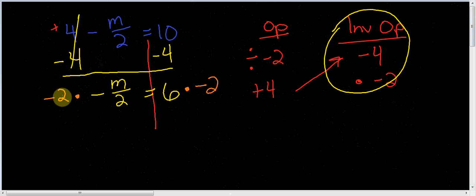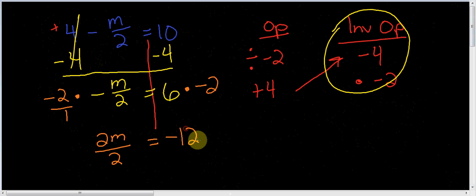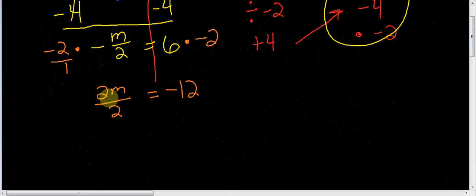Let's see here. If I want to make this a fraction over here, since I'm multiplying times a fraction, I can do that. I have a negative times a negative, which is a positive. I have 2 times m, which is 2m, over 1 times 2, which is 2. Equal sign drops down. 6 times negative 2 is negative 12. We're almost finished here. We just have to simplify. I have to recognize that 2 divided by 2 is just 1. So I have 1m is equal to negative 12.